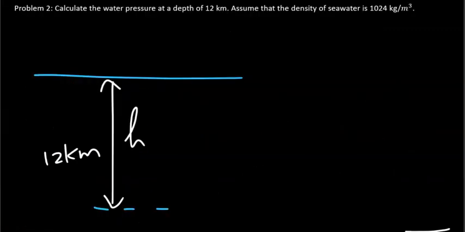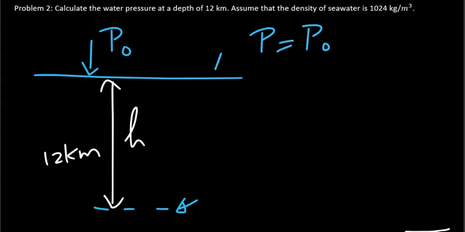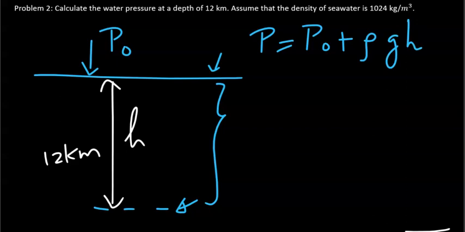Problem 2. Calculate the water pressure at a depth of 12 kilometers. Assume that the density of seawater is 1024 kg per cubic meter. So that is the depth at which we want to calculate the pressure. Now this surface is exposed to atmospheric pressure, so we have to take that into consideration. Now we want to calculate the total pressure. So the total pressure equals the atmospheric pressure, that is here, plus the pressure contributed by that much water column, and that is given by the density of seawater, gravitational acceleration times that h.